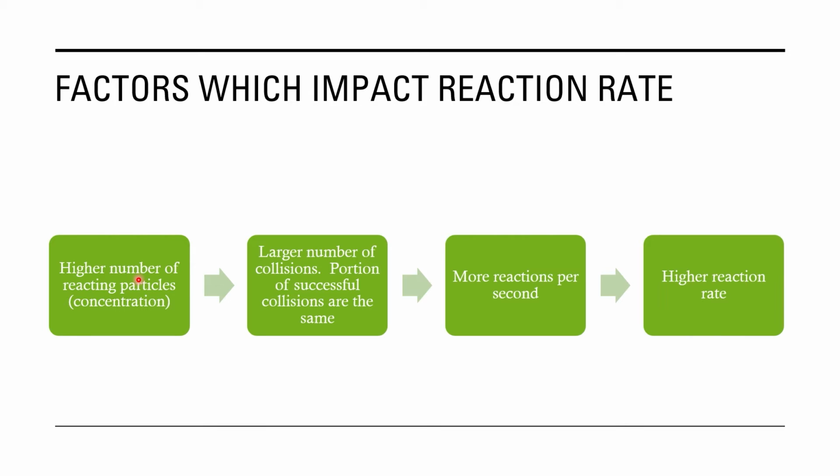So by increasing the number of particles available to react, or increasing the concentration, you increase the number of collisions. You're not really changing the energy setup, so the number of successful collisions remains the same, but there are more collisions in total. If there are more collisions, then we would expect there to be more reactions per second, and thus a higher reaction rate. On the flip side, if you decrease the number of reacting particles, then you're going to end up having a lower reaction rate because there are fewer collisions and fewer reactions happening.